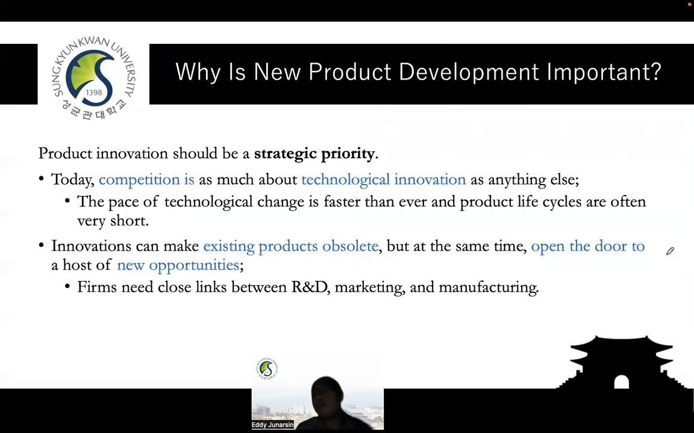So I think the last topic of today is innovation, product innovation. I think it's quite clear, self-explanatory. Product innovation is, of course, a strategic priority. No doubt, I think this is the key to winning the competition now and in the future. So again, competition today is as much about technological innovation as anything else.